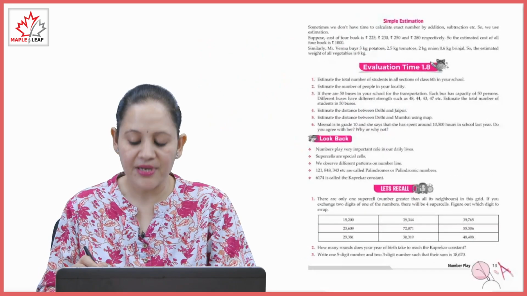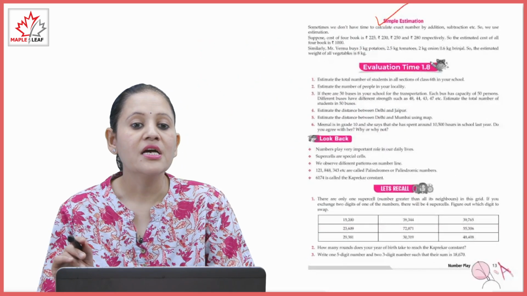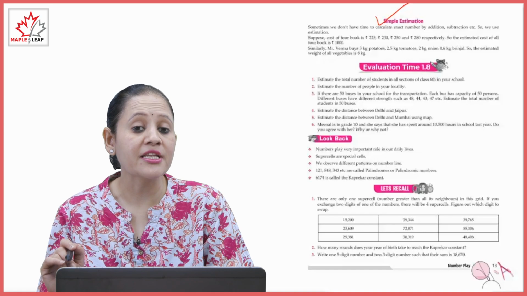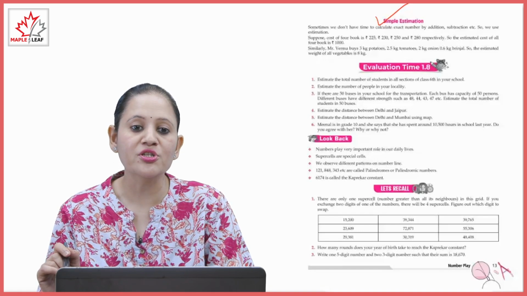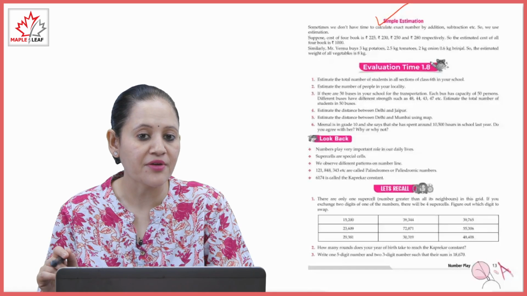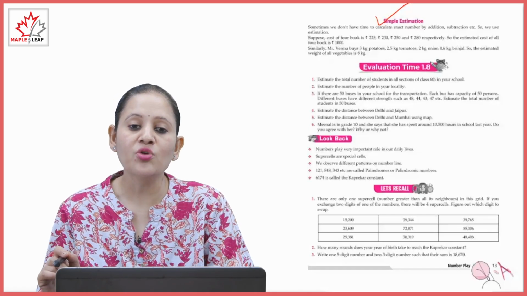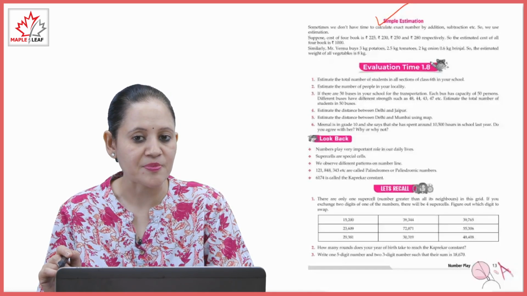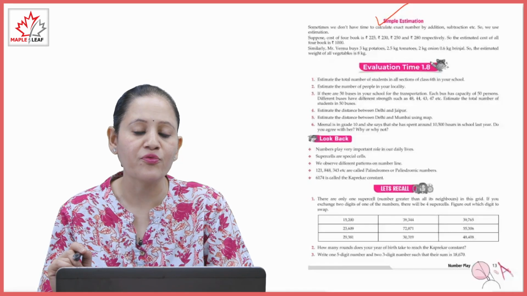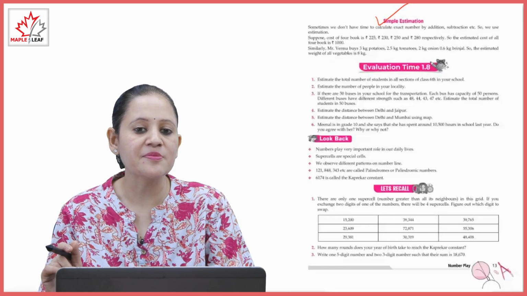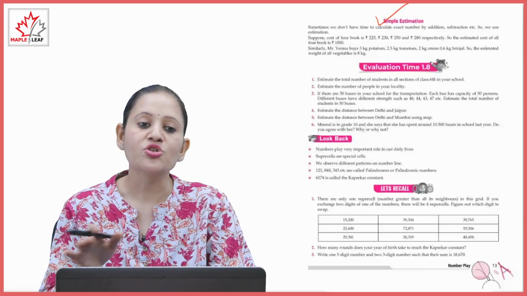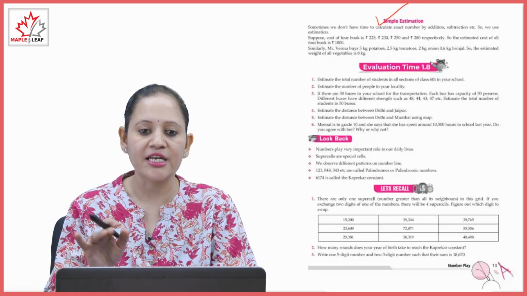Next, simple estimation. Sometimes we don't have time to calculate the exact number by addition or subtraction, so we use estimation. Suppose the cost of 4 books is rupees 225, rupees 230, 250 rupees and 280 rupees respectively. So the estimated cost for all 4 books is 1000. Similarly, Mr. Verma buys 3 kg potatoes, 2.5 kg tomatoes, 2 kg onion, 0.6 kg brinjal. So the estimated weight of the vegetables is 8 kg.